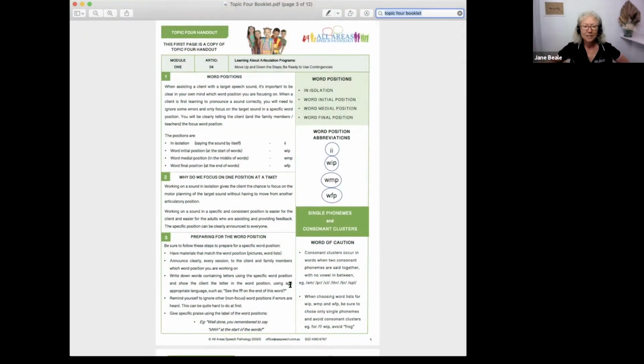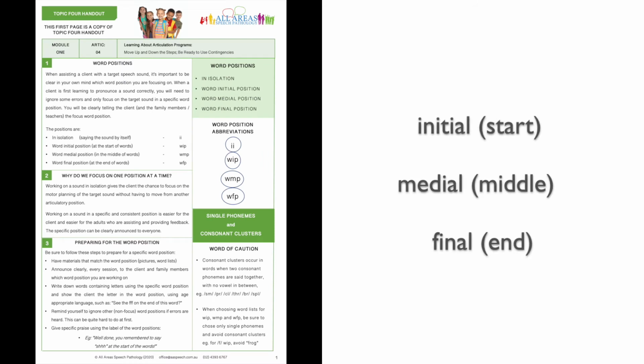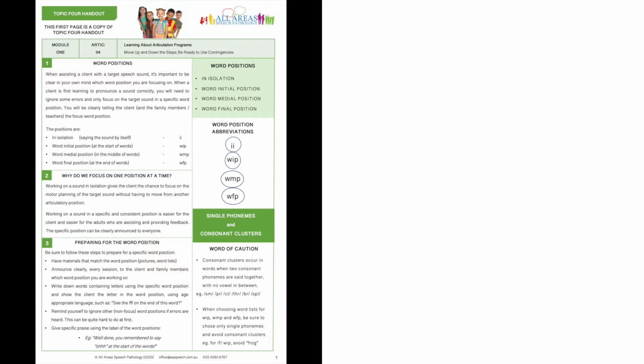Let's have a look at page 1. And this is the handout that you have read through already. There's a fairly basic concept that we have here about word position. And I say basic because the idea of something being at the start or in the middle or at the end is fairly logical, isn't it? But there are a couple of new words that we're looking at, and that's initial. So initial might be used instead of start. Medial might be used instead of middle, and final might be used instead of end. And we have those little examples which you would have seen on the video.